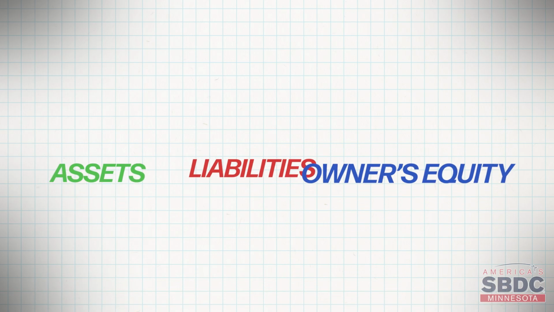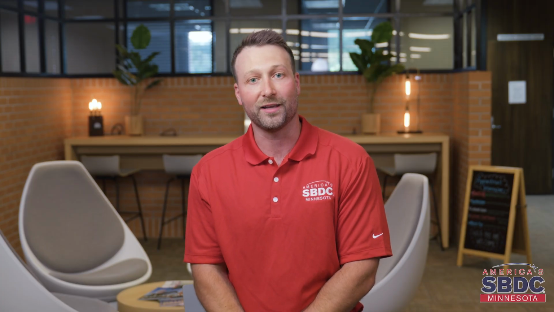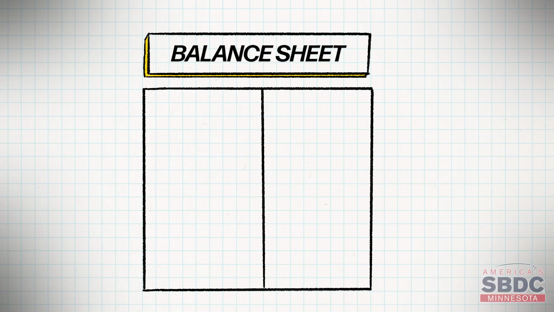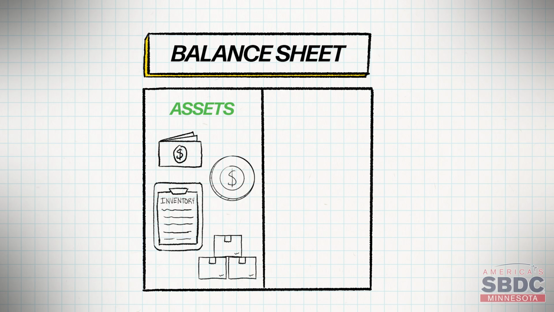You'll commonly see the accounting equation, assets equal liabilities plus owner's equity. The balance sheet, as the name suggests, must remain balanced or equal on both sides of the ledger. The left side of the ledger will list the company's assets. Assets are going to include cash, accounts receivable, outstanding bills that customers will pay, inventory, facilities, and equipment. The right side of the ledger will list the company's liabilities, or things that it owes.